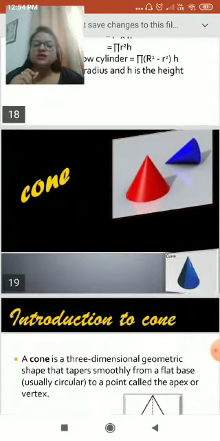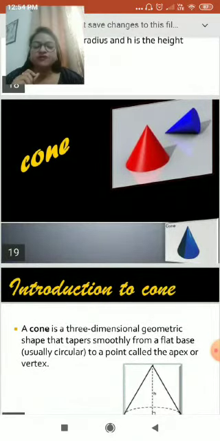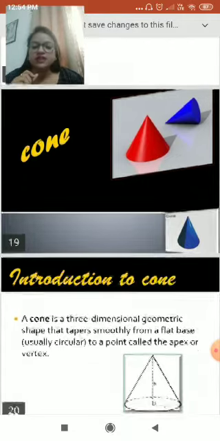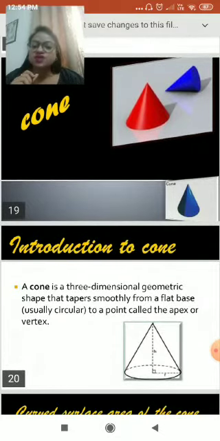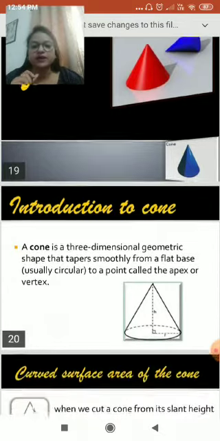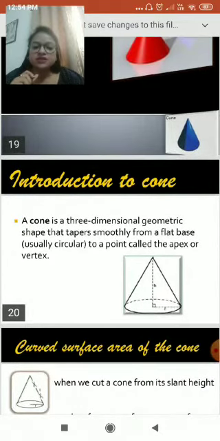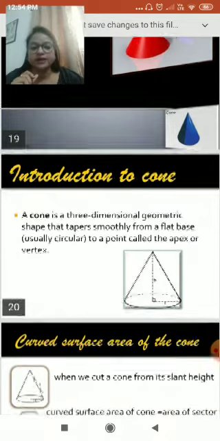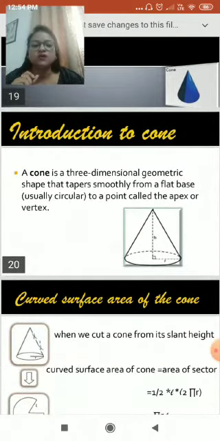Now let us talk about the cone, a very familiar figure which we have always seen. The best example could be the birthday caps or the clown caps. So this is also a three-dimensional figure of a triangle. A cone is a three-dimensional geometrical shape that tapers smoothly from a flat base, usually circular, to a point called the apex or the vertex. The tip is called the apex or the vertex.